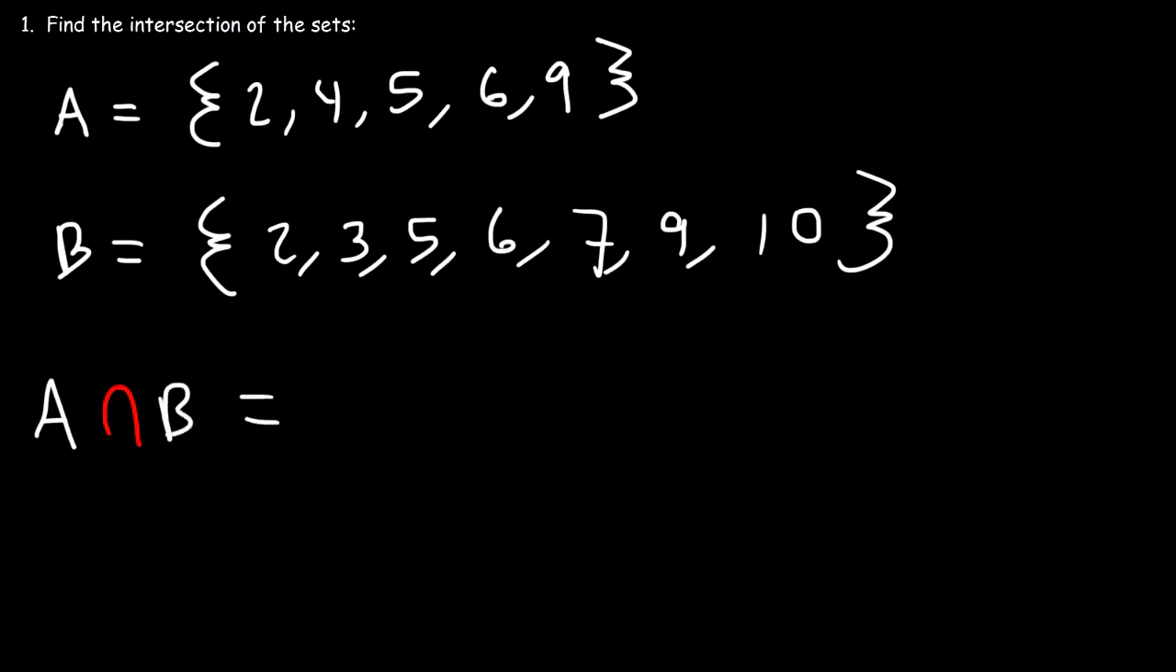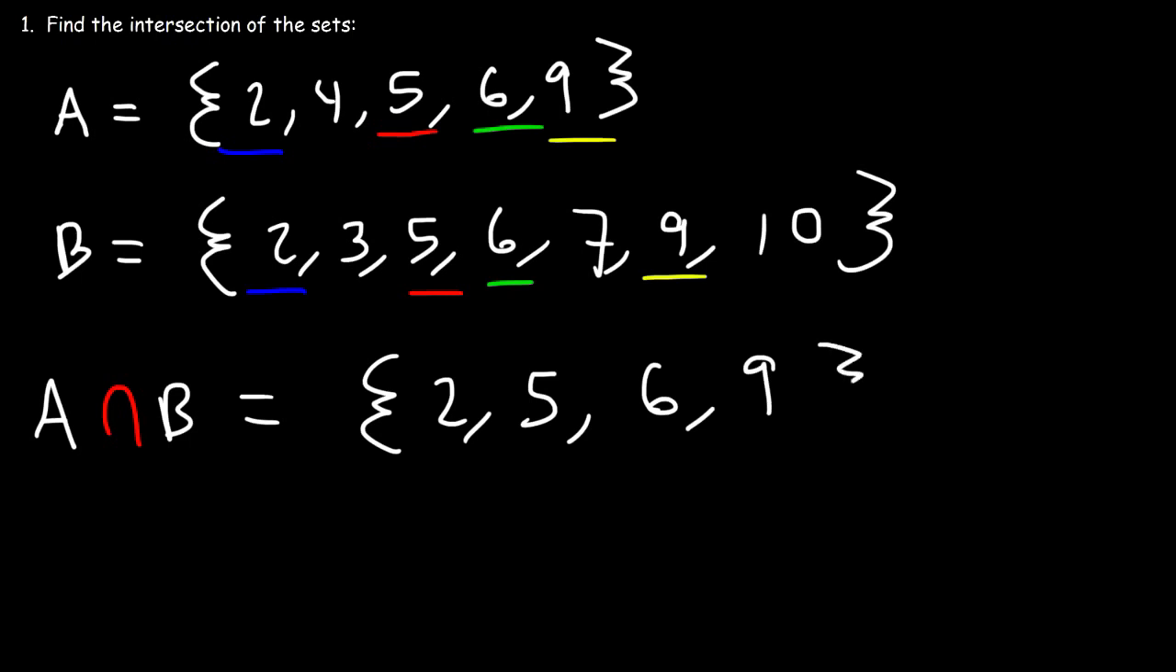How can we get the answer? To find the intersection, we need to find out which elements are common to both sets. So both sets contain a 2, they contain a 5, a 6, and also a 9. So therefore, the intersection of sets A and B is 2, 3, actually not 3, but 2, 5, 6, and 9. And that's it. So that's how you could find the intersection of two sets.